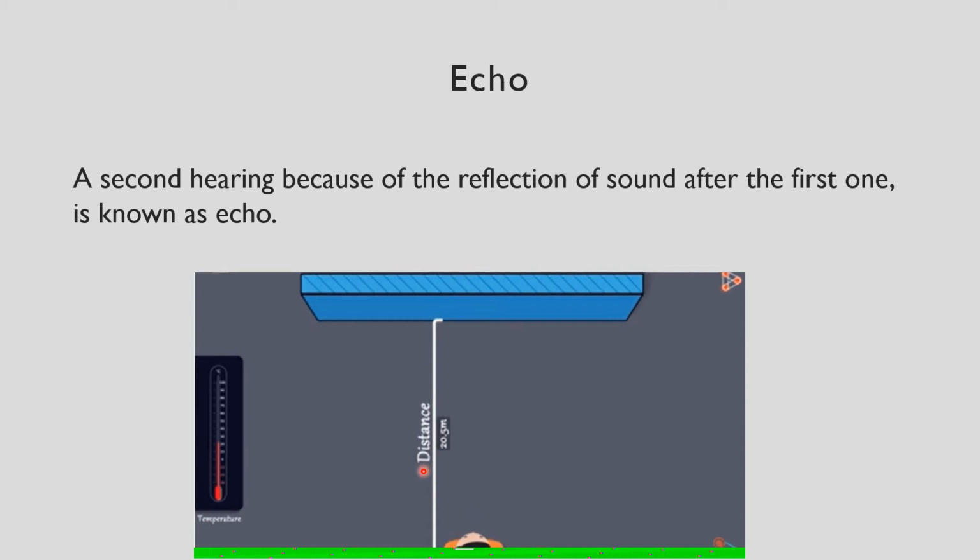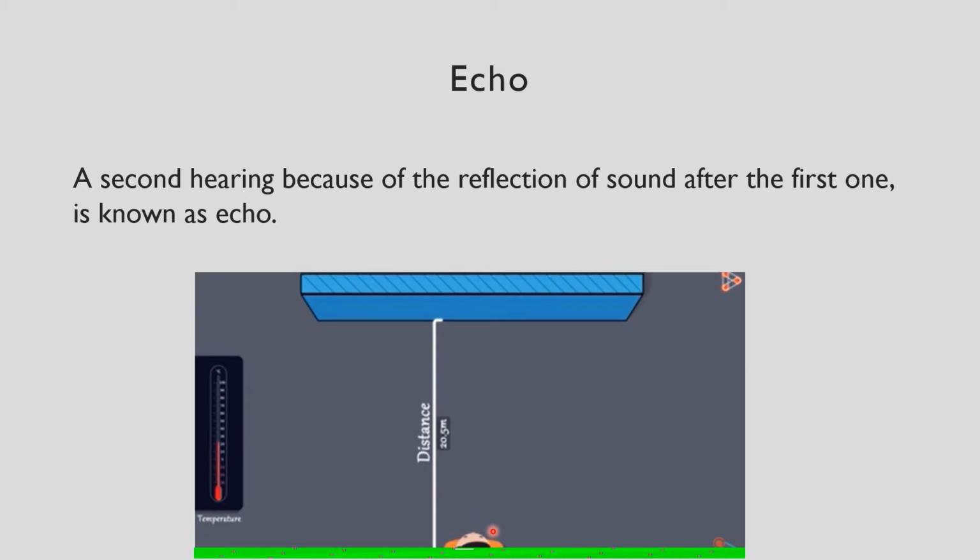So if the person makes sound, he can hear the repetition of sound as this distance is more than 17 meters. So if this distance is more than 17 meters, again it can maintain the time gap between the sound you create and the reflected sound as 0.1 seconds. So you will hear the echo. So this process is called the echo that occurs due to the reflection of sound.